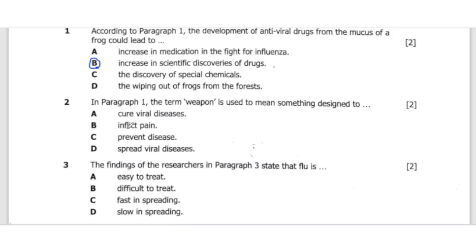No. And prevent diseases, yes. But what kind of diseases? Spread viral diseases, that is not true. So this one is not to prevent infected diseases. To prevent is when you are just avoiding to catch a disease. You take measures to avoid catching the diseases, that is preventing. But in paragraph one, we read that it is going to be used to cure. When someone has got a viral disease, then it's going to be used to cure the viral diseases.